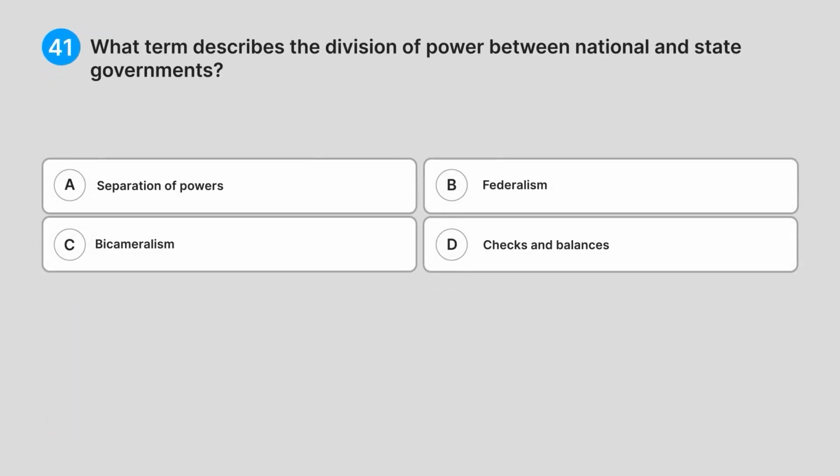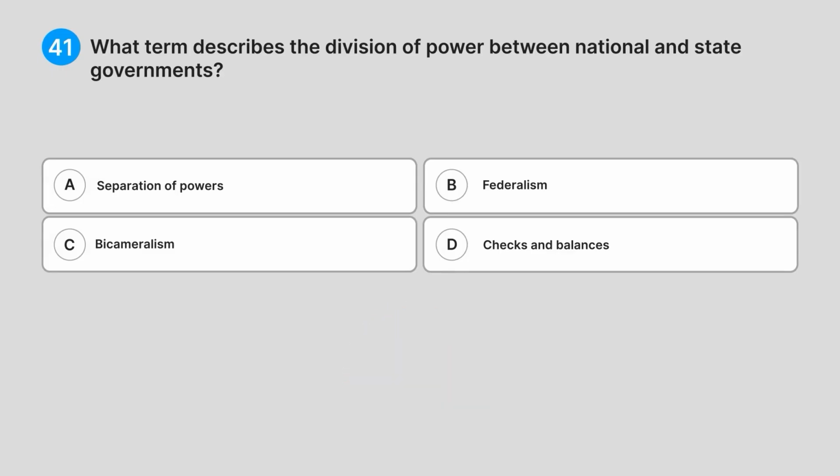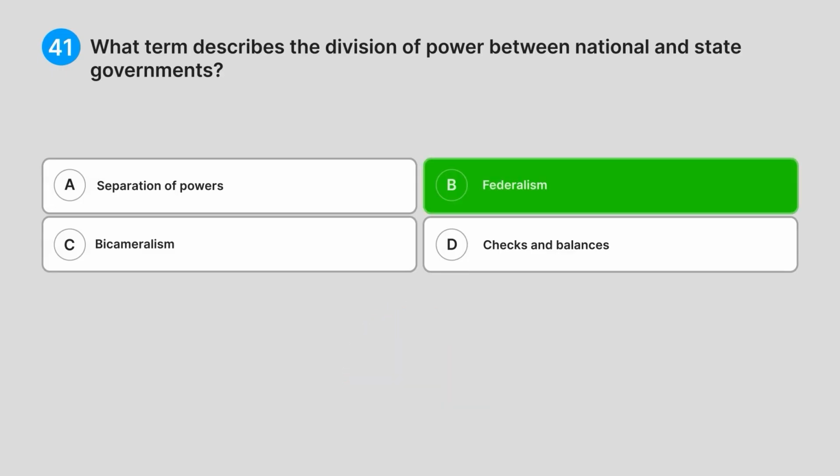41. What term describes the division of power between national and state governments? A. Separation of powers. B. Federalism. C. Bicameralism. D. Checks and balances. Do you know the answer? Correct answer, B. Federalism.